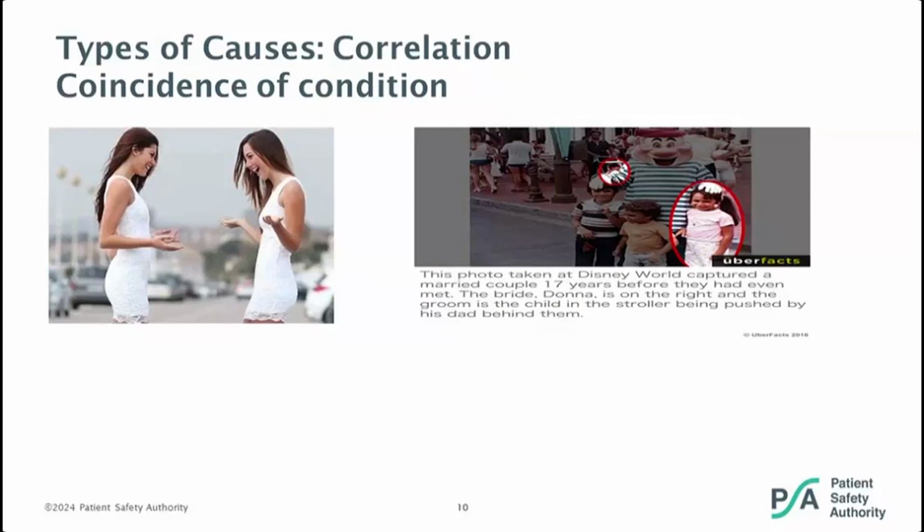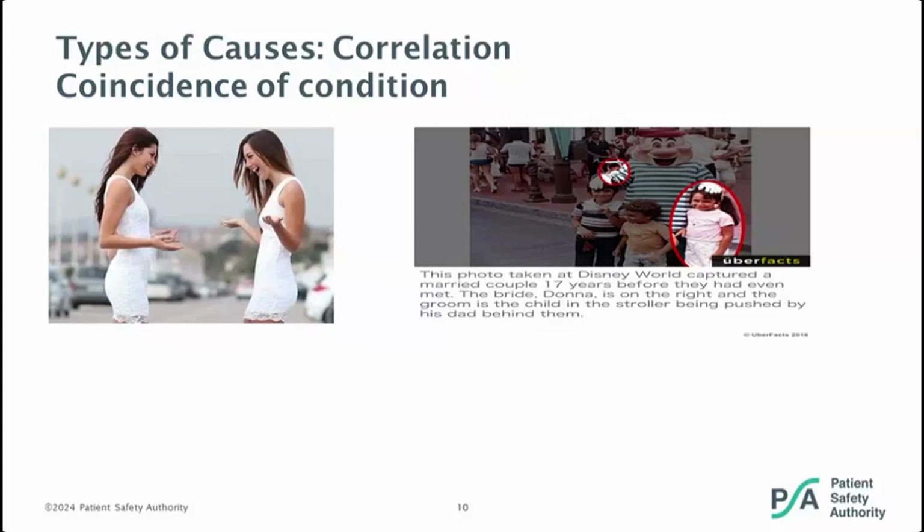Correlation is a statistical measure indicating the extent to which two or more variables change together. A positive correlation means that as one variable increases, the other will also tend to increase, while a negative correlation means that as one variable increases, the other tends to decrease.